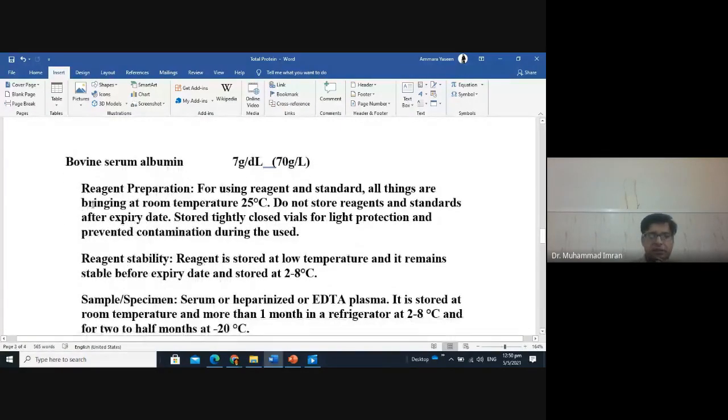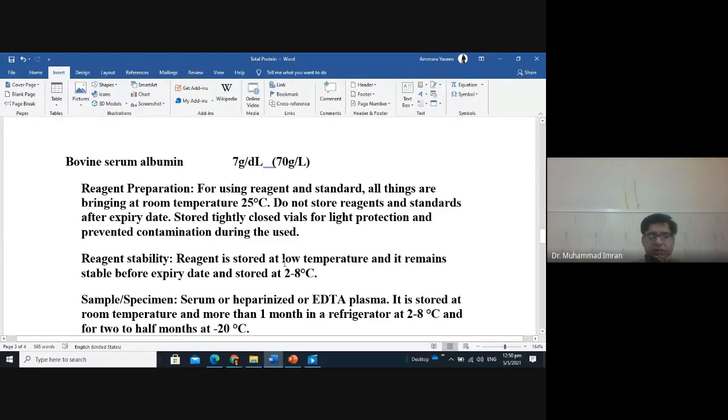What is the standard concentration in this kit? Bovine serum albumin, 7 gram per deciliter. Reagent preparation: for using reagent and standard, bring everything to room temperature, around 25 to 35 degrees centigrade. Do not store reagent and standard after the expiry date. Store vials tightly closed for light protection and to prevent contamination during use.